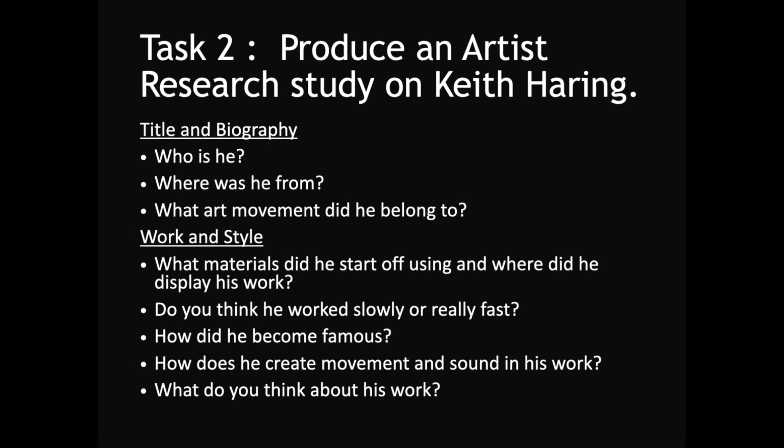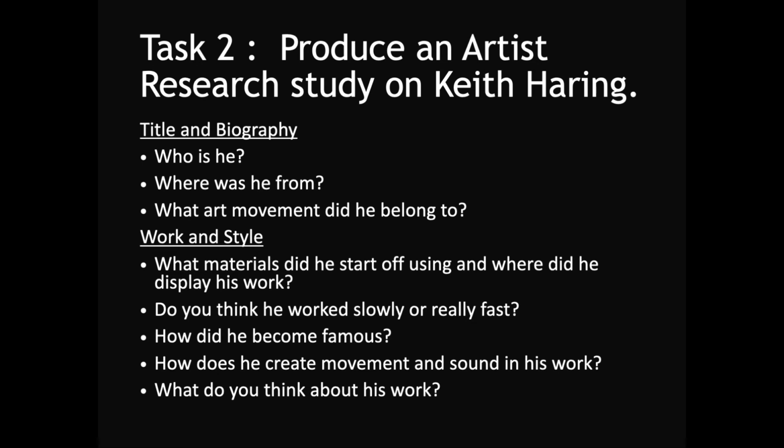Okay, so using key information that you've taken from that short clip and from the slides shown previously, feel free to go back to these as well later on if you want to. Your task is to produce an artist research study based upon Keith Haring. So firstly, you need a title and a short biography. Your title is always the artist's name, and that should be done in quite bold lettering. Think about how you can produce your lettering in a creative way and make your work really stand out. Then for your biography, you should always include: who is the artist, where were they from, and what kind of art movement did they belong to.